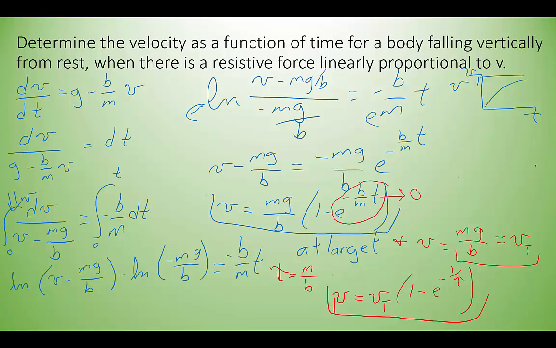Now, why do we use tau as being m over b? Because it works. And why is m over b the time required for the velocity to reach 63%? Because e to the negative 1 is 0.37. And so when you end up with e to the negative 1 here in the equation, that's 0.37, so the opposite of that would be 63%.